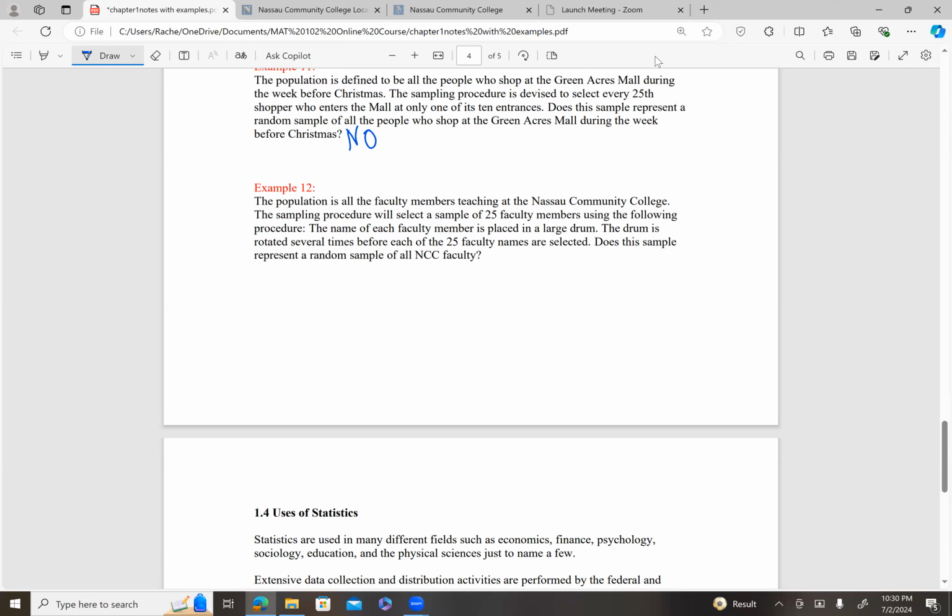So in this case, it does, because every single faculty member's name was placed in this drum. It was mixed up and 25 were randomly selected. So every faculty member had an equal chance of being selected, and all faculty members were included in the process. So even though one of them might not necessarily have been picked, there was a chance that they could have been. So everybody potentially had the same chances of being selected in this random sample.